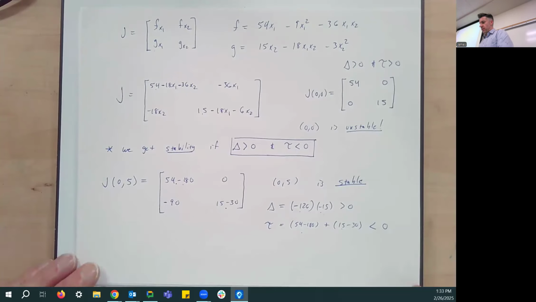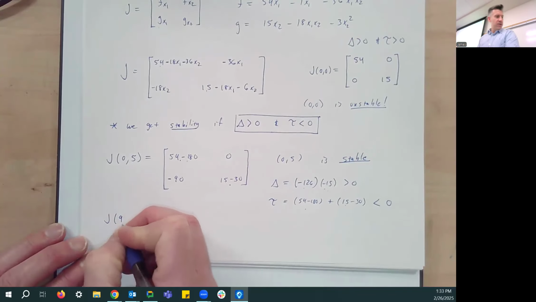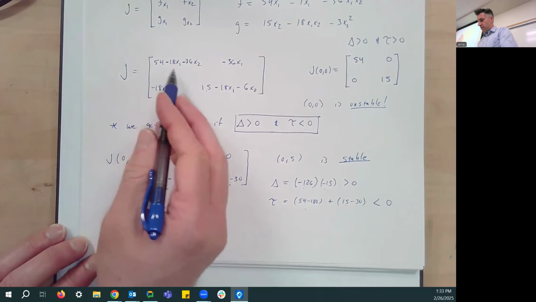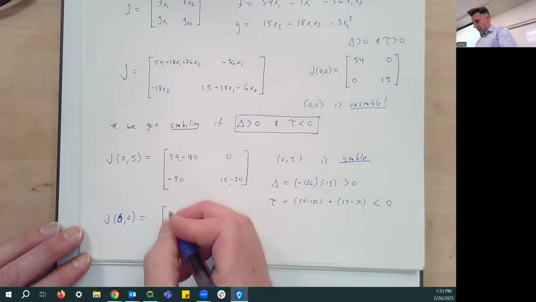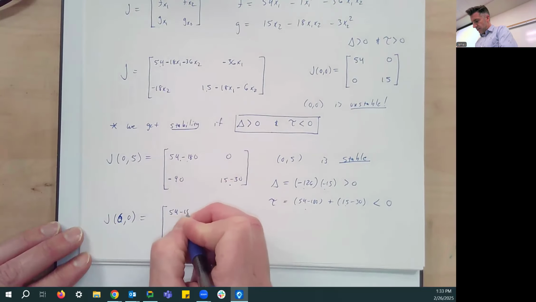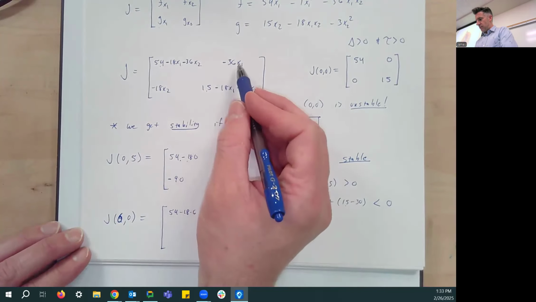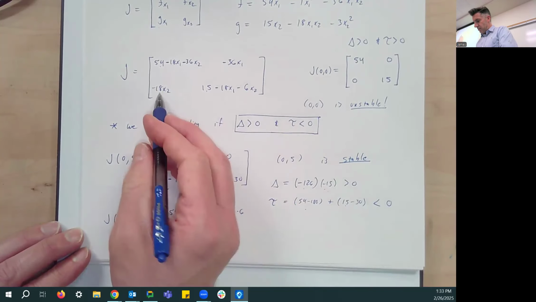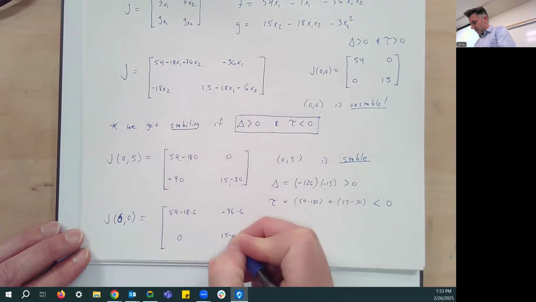All right, two more points. I have a feeling the next one's also going to be similarly easy. If I plug in, was it 9? No, 6, sorry. 6, 0 for a Jacobian. Let's see. So I get 54 minus 18 times 6 minus 0. And then negative 36 times 6. Yeesh. And then negative 18 times 0. And then 15 minus 18 times 6.